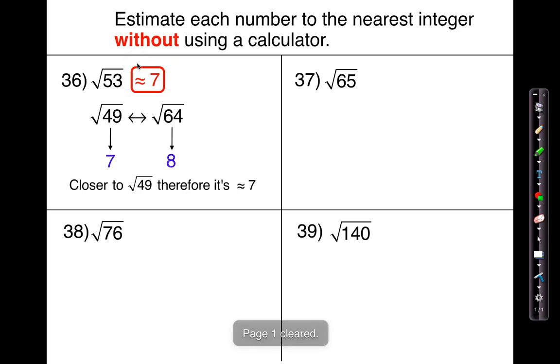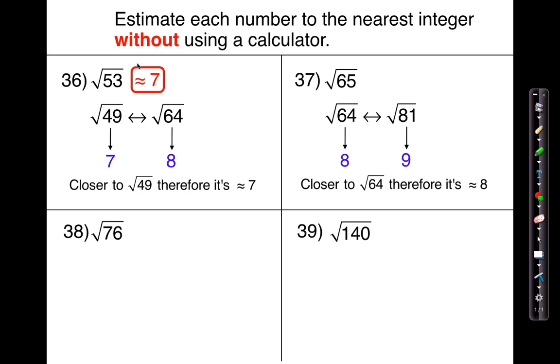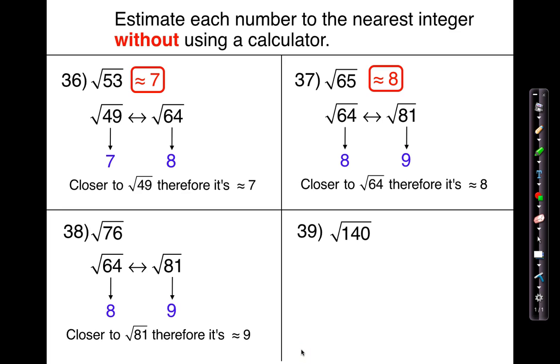Number 37, between 64 and 81. So that's going to be between 8 and 9. You can definitely see here it's closer to square root of 64. So I'm going to say it's approximately 9. Number 38, 76. That's going to be between 64 and 81. Which one is it closer to? I'm going to say it's closer to 81 because that's only 5 apart, because here it would be 12 apart. So I'm going to say that between 8 and 9, it's definitely closer to 9.